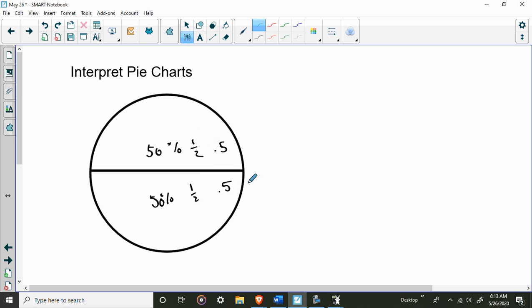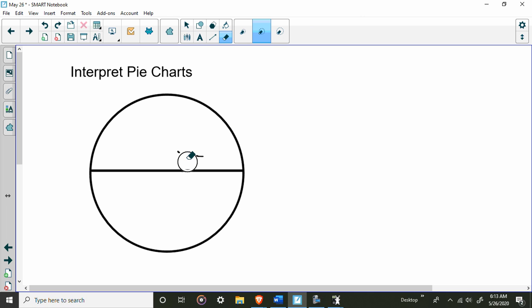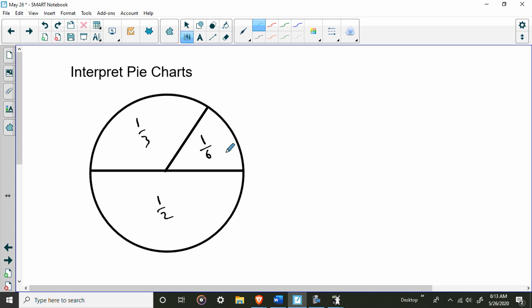All the same thing. And we can break it down a little bit further. What if I were to break this down into something like this, where we'll call this 1/3, this is 1/2, and this is 1/6?